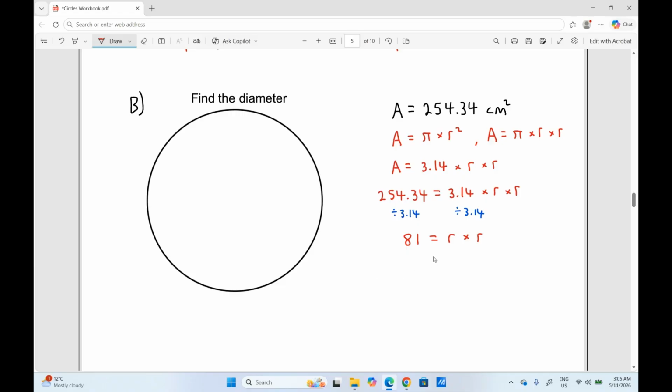Now we have to do some logical thinking. What number multiplied by itself can get me 81? In this case, if you're thinking correctly, it would be 9, because 9 times 9 is 81. So my r, my radius, must equal 9 centimeters, because my area is in centimeters squared. Now to find diameter, we know that diameter is radius times 2. So my diameter is going to be equal to 2 times 9. And upon doing so, 2 times 9 is going to be 18. So my diameter is going to be 18 centimeters.